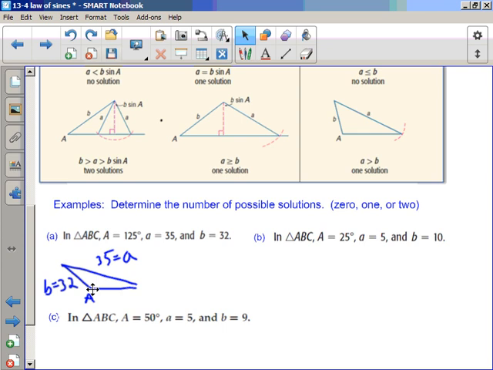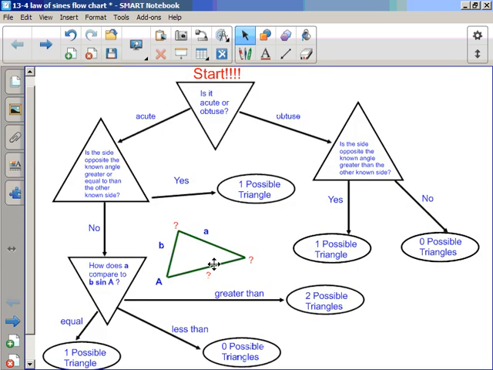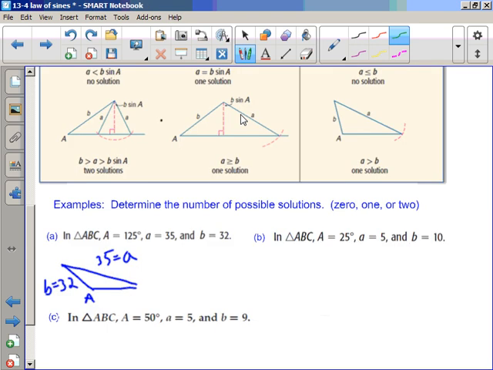So what we do is we go to the flowchart. Is it acute or obtuse? Well, it's obtuse. So we go down this path. And we think, all right, it's obtuse. Is the side opposite the known angle greater than the other known side? Well, yeah. The side that's supposed to be opposite, which is A, is bigger than the other side that we're told. Remember, the assumption is that these triangles are named in the standard way, trying to make it easier for you, always labeling the sides and angles the same way so you know how everything is related to each other.